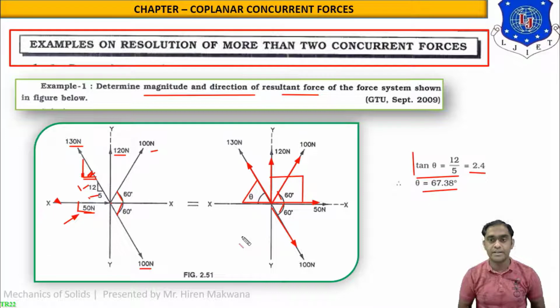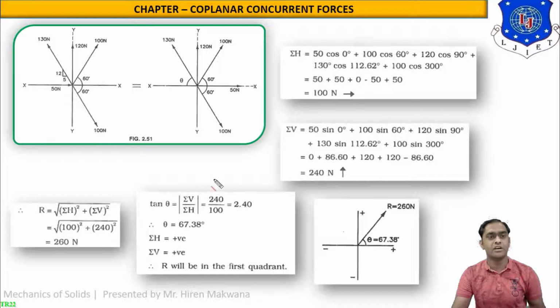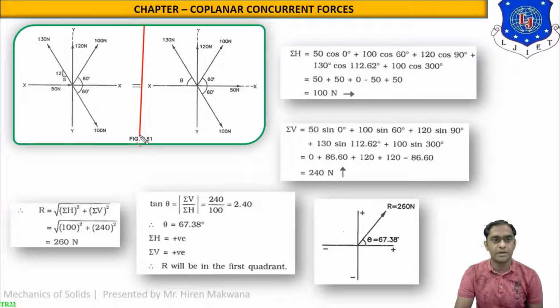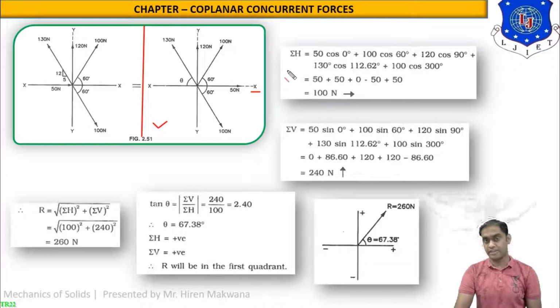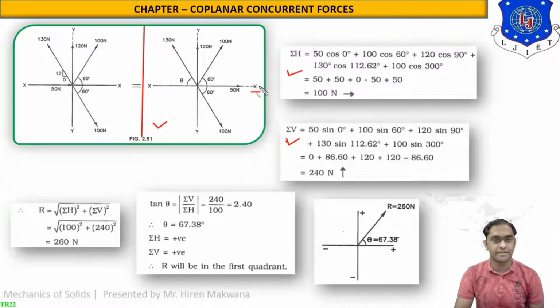Now we have to calculate sigma H and sigma V from this figure. Please concentrate on how to find sigma H and sigma V. See the same figure over here. Now we are concentrating only on the simplified figure, the right figure. Starting from the positive x-axis, first of all we are finding sigma H. Then after that we will find sigma V, and then we will discuss later.